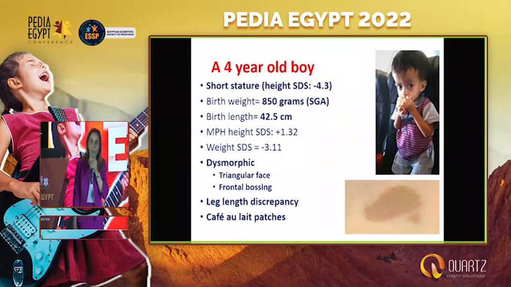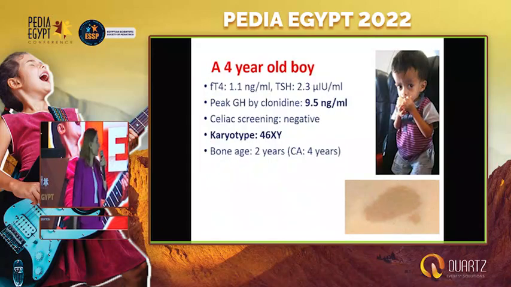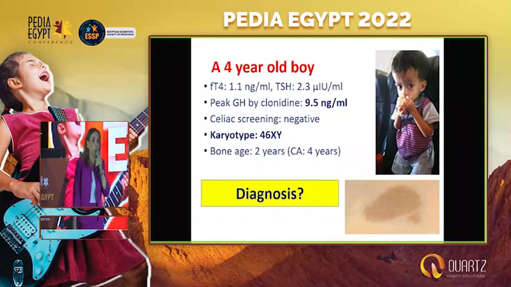What about this sweet boy? This is a 4-year-old boy who came with short stature. He was born very small, 850 grams. The birth length is 42 centimeters. He has triangular face, frontal bossing, discrepancy in the leg length, café au lait patches. Thyroid, celiac, growth hormone, karyotype, everything is completely normal. What's your diagnosis? Thank you very much.